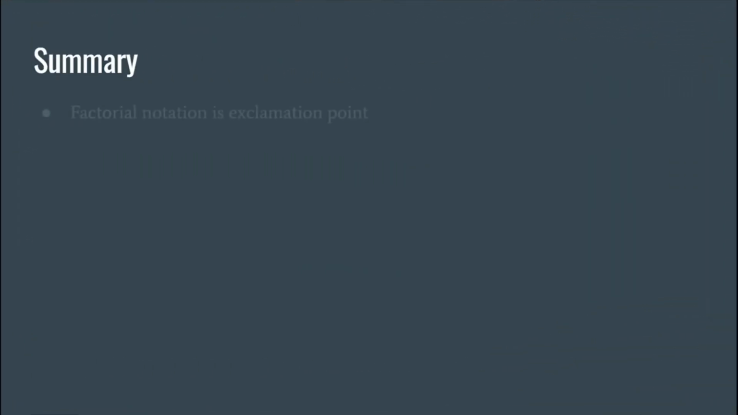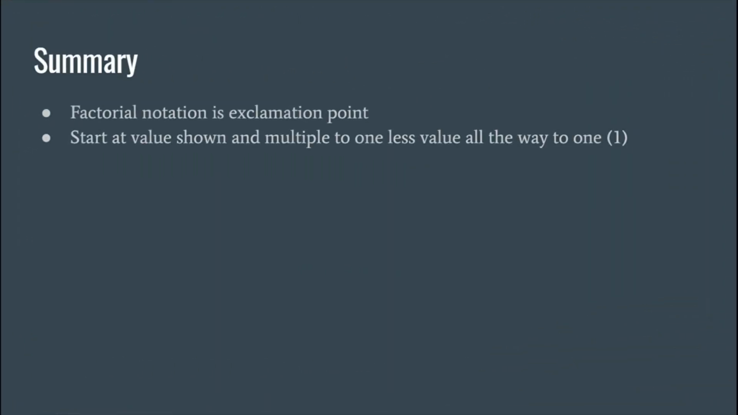Alright, so summing up, that's basically everything that we did. We noted that the factorial is an exclamation point, and in math it starts at the value that you're given, and you multiply it to each preceding number, or each smaller number, until you get down to 1. And then you just evaluate that. You just multiply it all out.